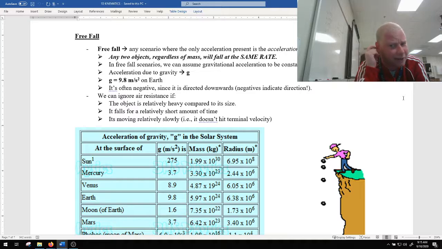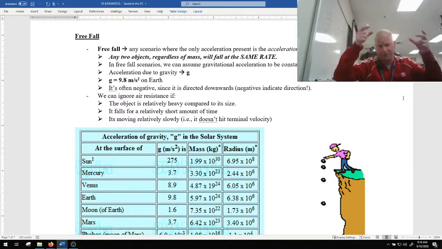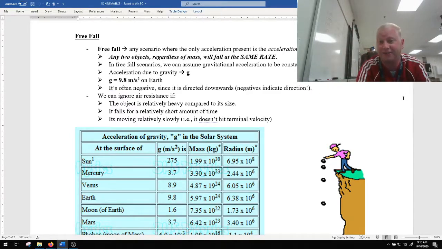And what I would recommend is going on YouTube and Googling feather versus bowling ball in a vacuum chamber. And you can see that when they empty out the air from this giant vacuum silo, this feather and this bowling ball fall at the exact same rate because there's no air resistance. They're both in a state of free fall. So I Google that, or I YouTube that.